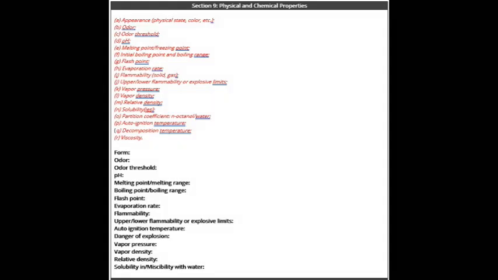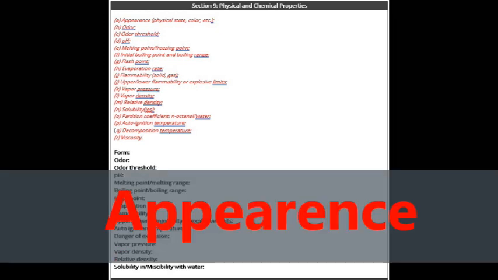In this section of the SDS, a lot of information is covered that will help an exposed employee identify what the chemical properties are to safely handle it. There are 18 lines in this section. The first line is appearance, the physical state or color. This line discusses the physical appearance of the chemical, including if it's a gas, solid, or liquid at room temperature.